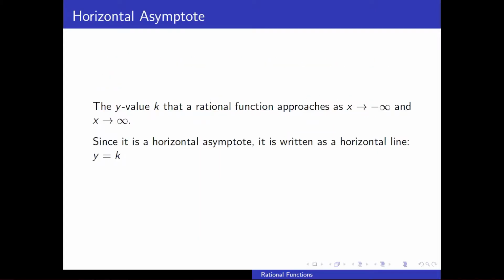To find the horizontal asymptote of a rational function, we first recognize that this is the y value, called k, that a rational function approaches as x goes to negative infinity and to infinity. So it's a horizontal line that the graph approaches when you go to the left and to the right. Since it is a horizontal line, it's written as y equals the value k.